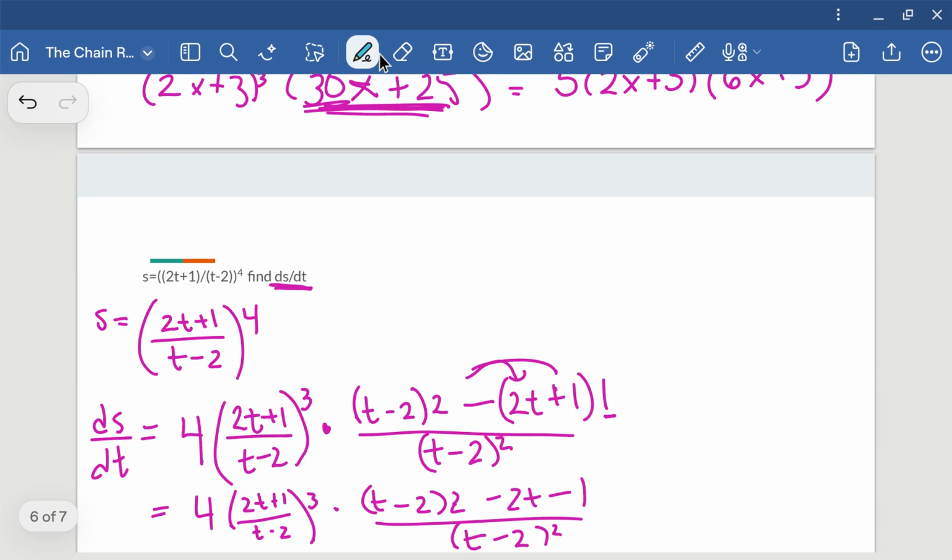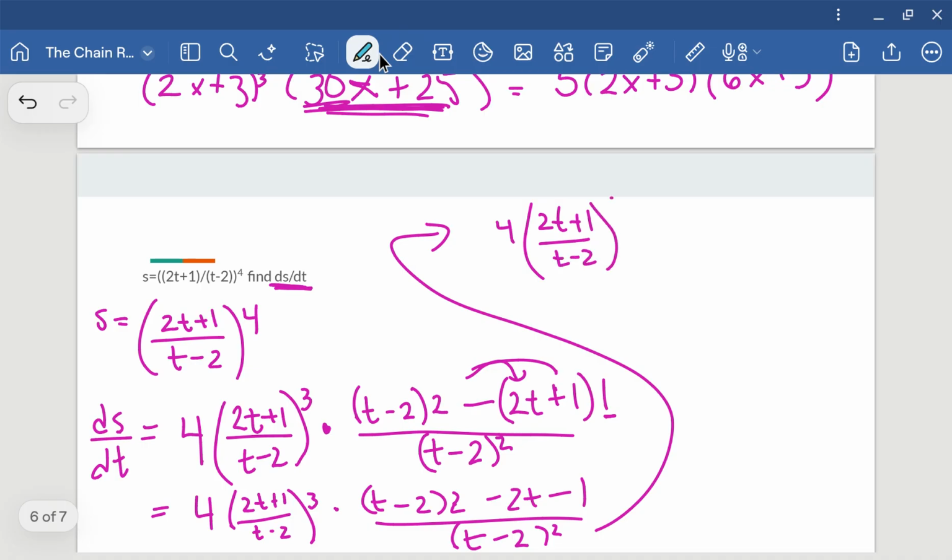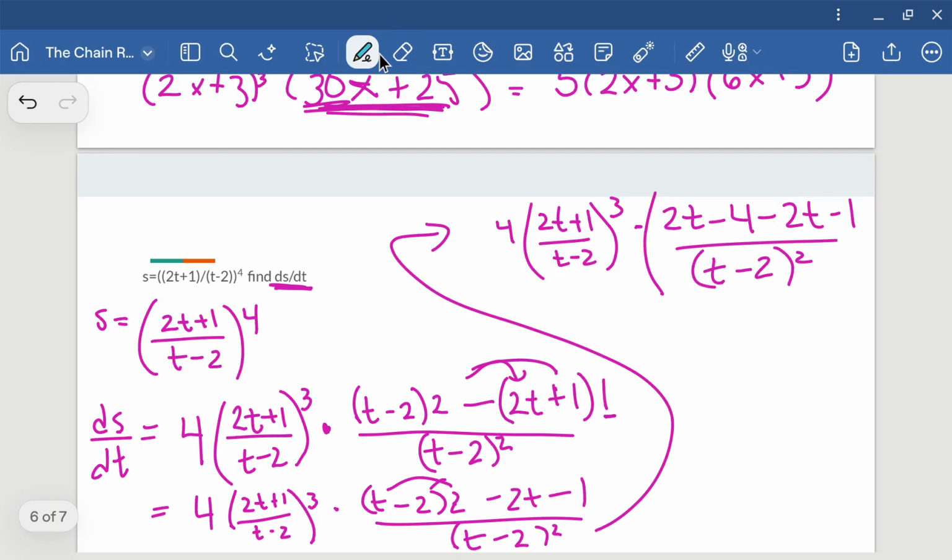And then let's go up here for some more space. We still have that 4. I'm rewriting it quite often here. (2t plus 1) all over (t minus 2) to the power 3 times, if I distribute that 2 through, it would have been 2t minus 4 minus 2t minus 1 all over (t minus 2), and this was squared.